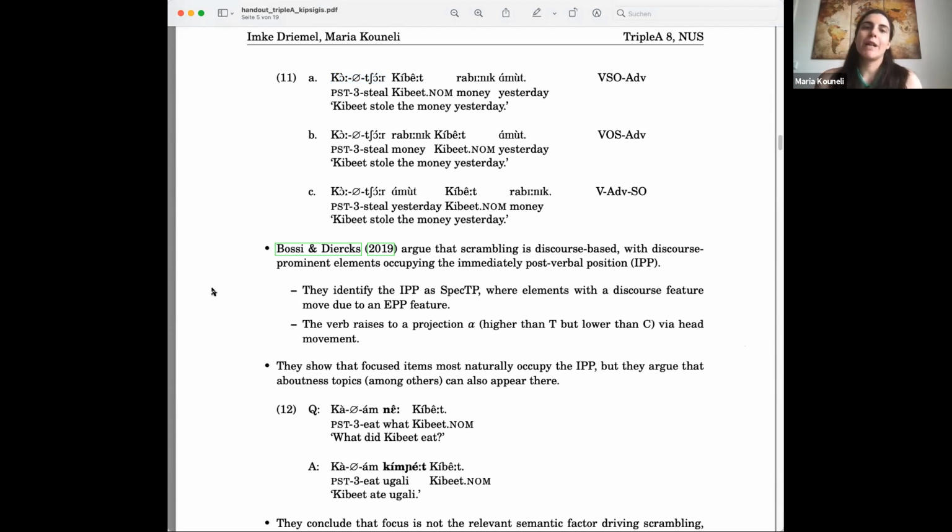So what this means is that if you look at 11, in A, where the subject immediately follows the verb, that would be the most prominent element in the discourse. In B, we have the object immediately following the verb. In C, we have the adverb immediately following the verb.